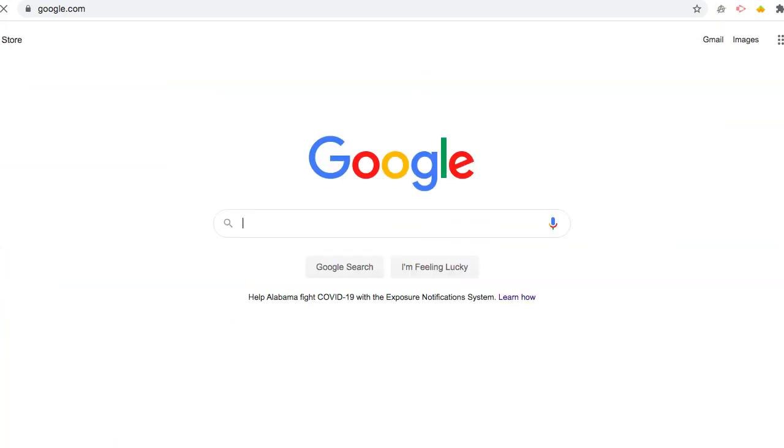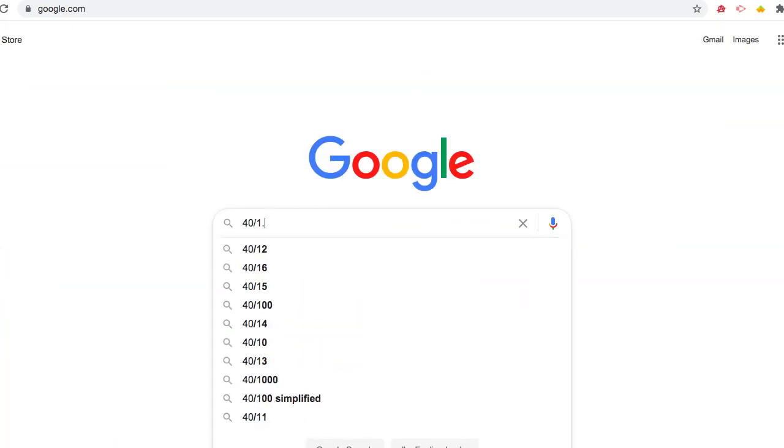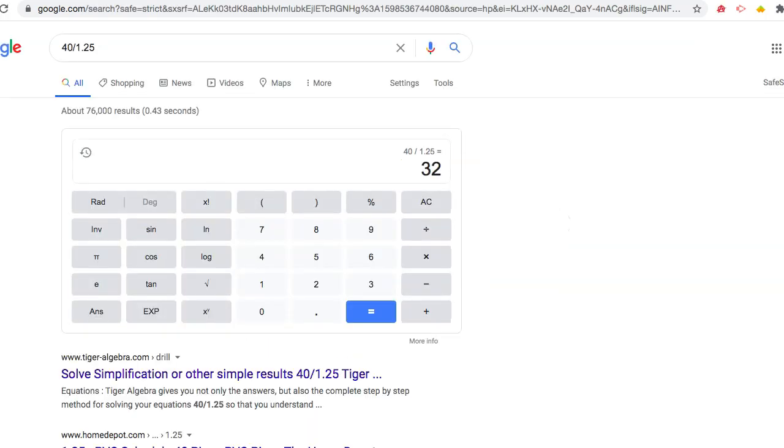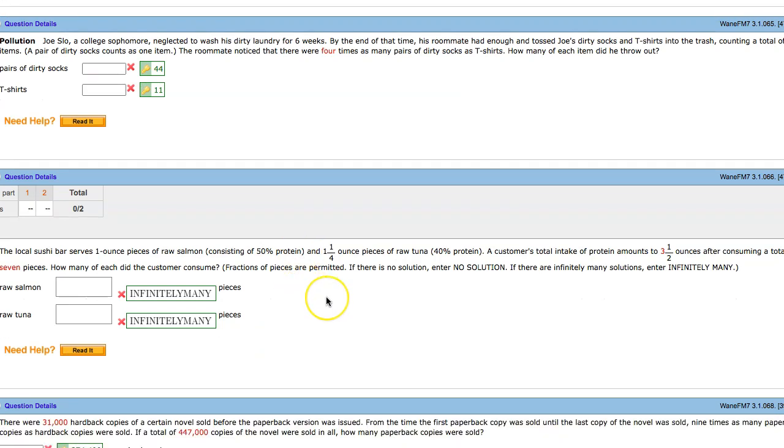So let's see if we can get away with not even doing linear algebra. If we divide 40 by 1.25, is that 32? So really, just 1 ounce of raw tuna will give me 32% protein. So what the salmon gives me 50 of, the raw tuna gives me 32% of. Not 40, but 32.